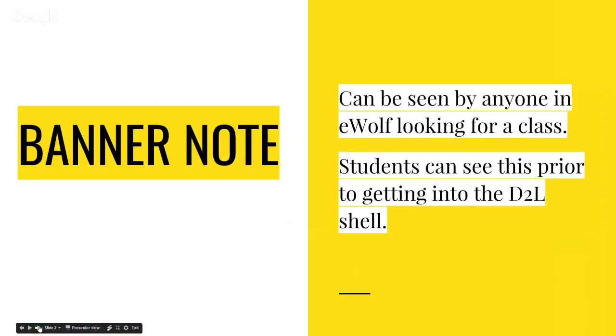Now, I wanted to mention some things that are being talked about in discussions. The first thing is a banner note. I think there's been some good discussion in there, but just to clarify, a banner note is something that can be seen by anyone in eWolf looking for a class. That means students can see it, advisors can see it, and a chair could pull it up and read it out to a student. So this is a point of information. The other thing is the students will see this prior to getting into their D2L shell.